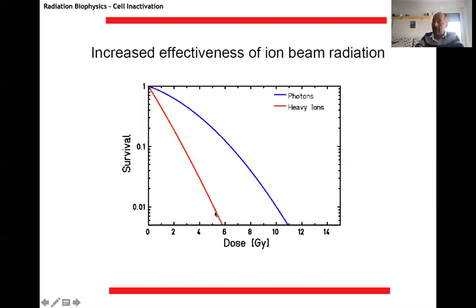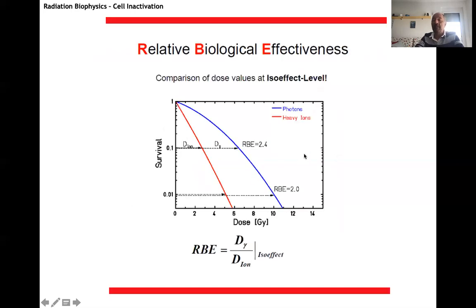And then it becomes linear, it's more effective, and not the ratio of survival at the same dose, but the ratio of doses at the same survival is called RBE. Be careful, because sometimes there is some confusion about that. The precise definition of RBE is the ratio of the dose of the reference radiation, let's say gamma rays or X-rays, and of the test radiation, let's say heavy ion, at the same survival level.